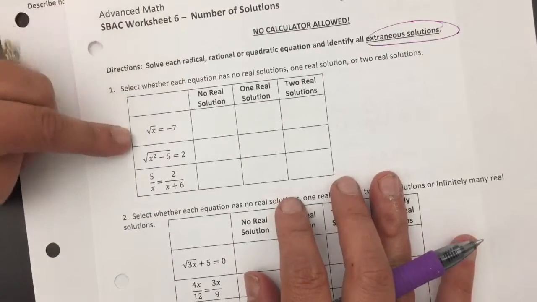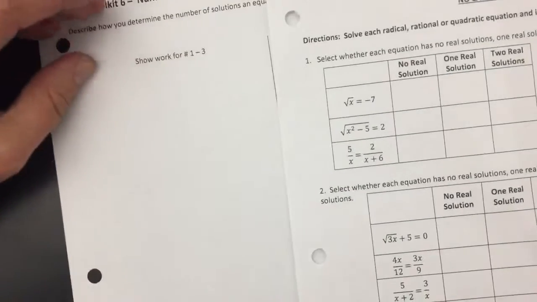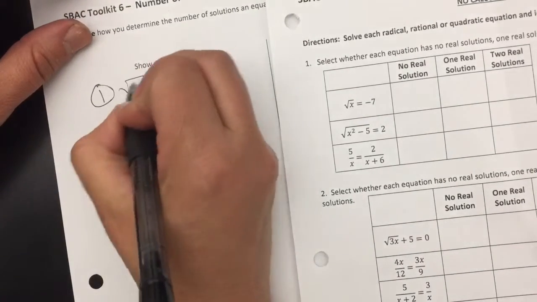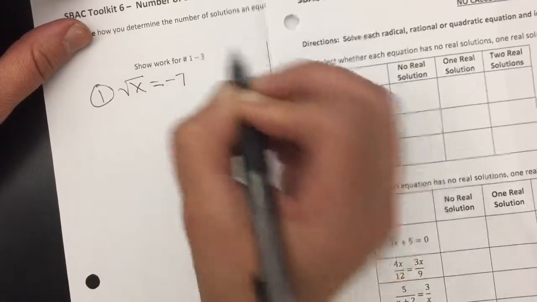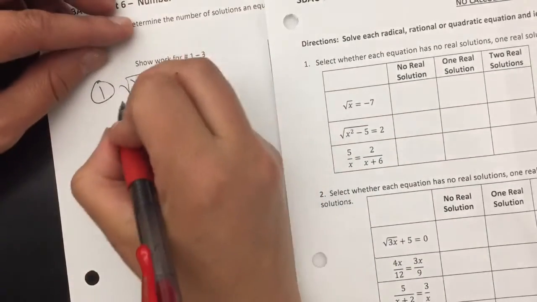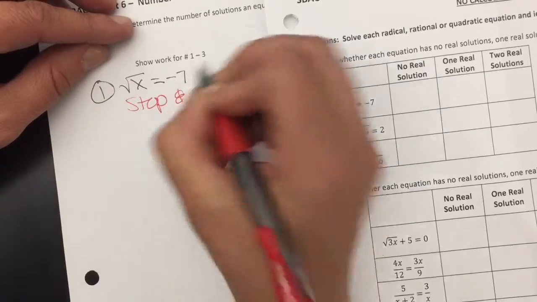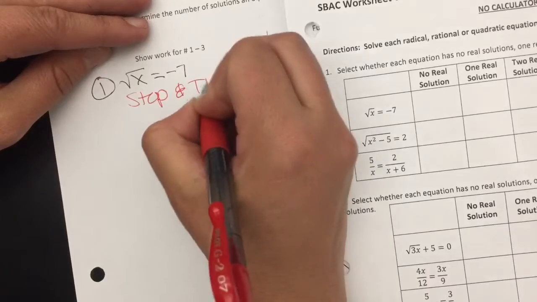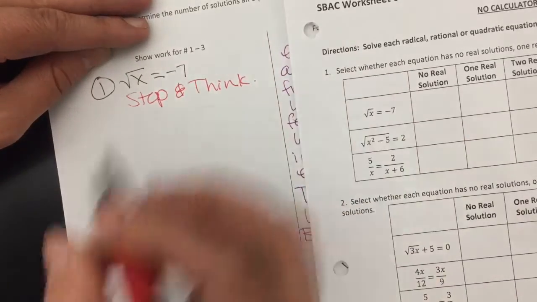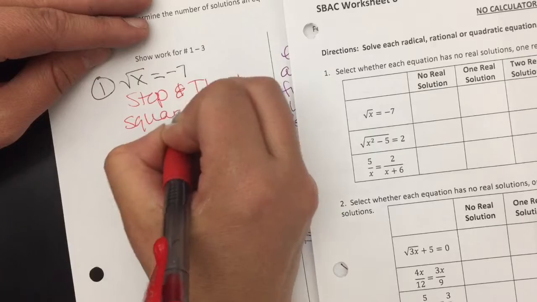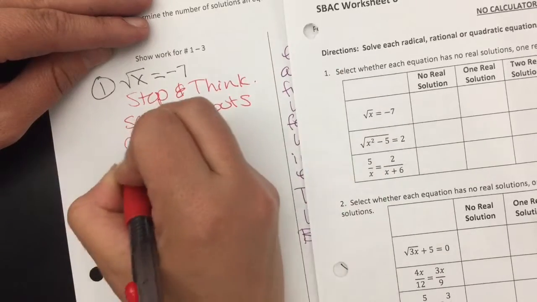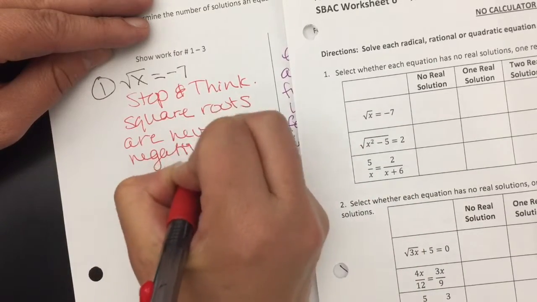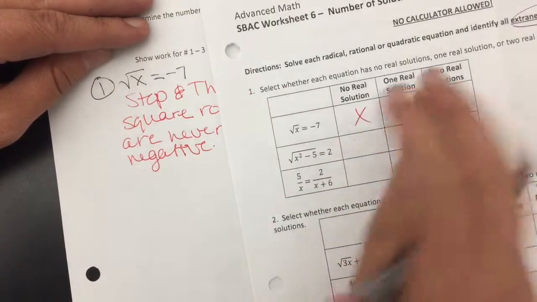So here, if I were to try to solve it, you want to stop and think. So I'm going to write that down. That was root x equals -7. Always stop and think when you have logarithms, radicals, or rationals. Square roots are never negative. So that's no real solution.